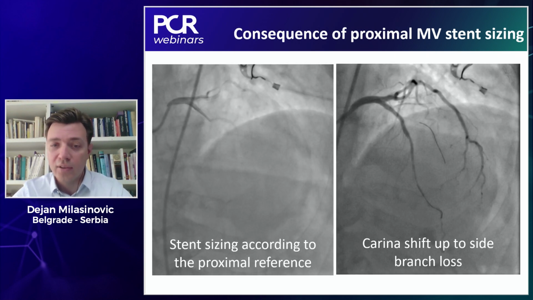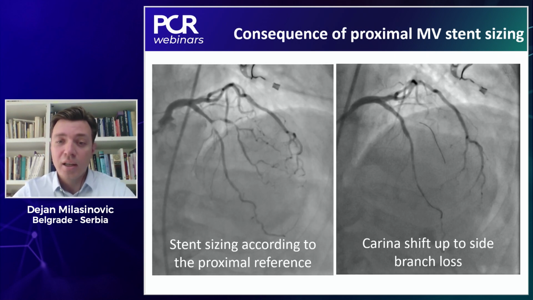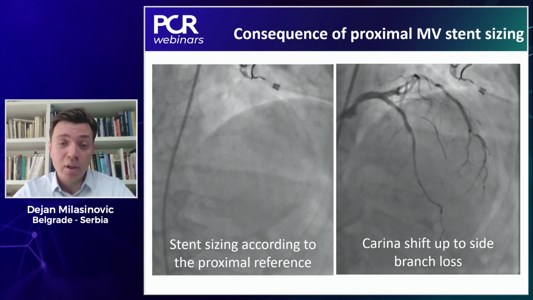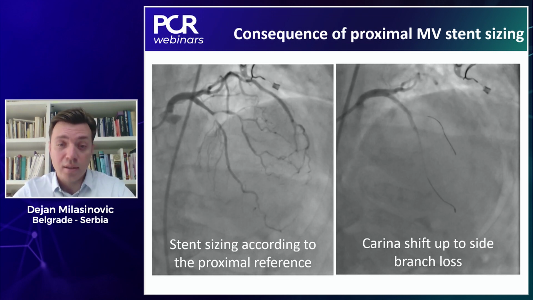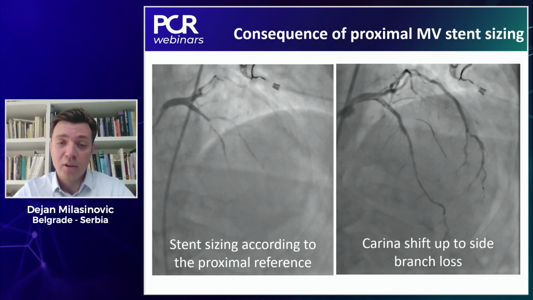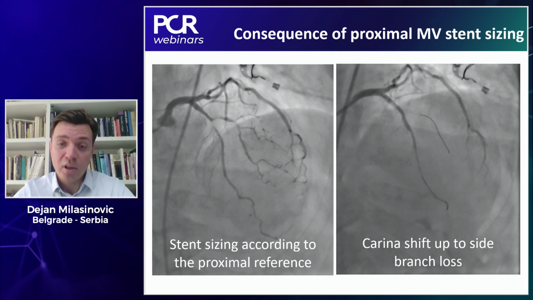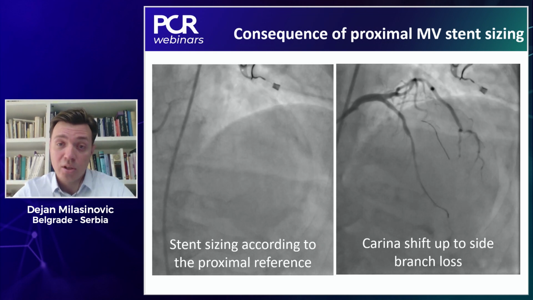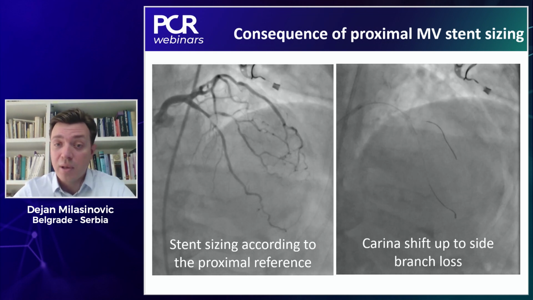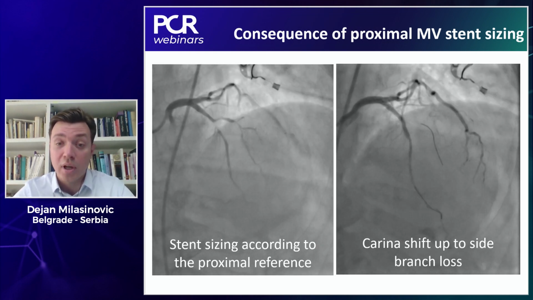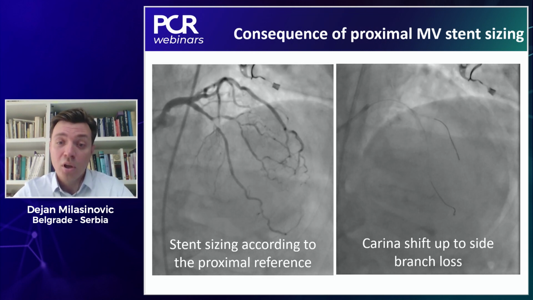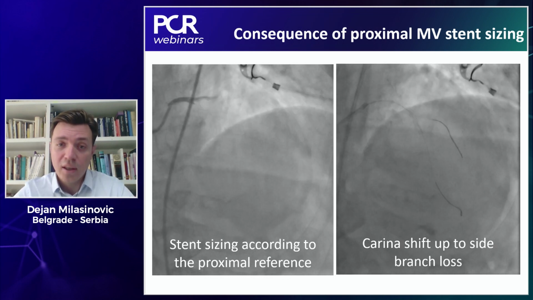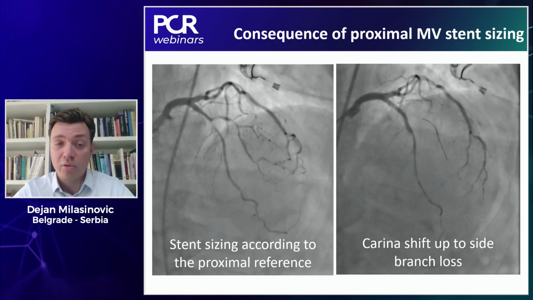If we do not do that, the clinical consequences are depicted on this slide. This is a real case from a cath lab showing an operator who decided to size a stent according to the proximal reference diameter. What happened, as you could see on the previous slide, is that the carina shift, together with the plaque shift in this case, and the fact that there was some disease at the ostium of the side branch to start with, all contributed jointly to acute side branch loss. In fact, in this very case, the side branch was never recovered.